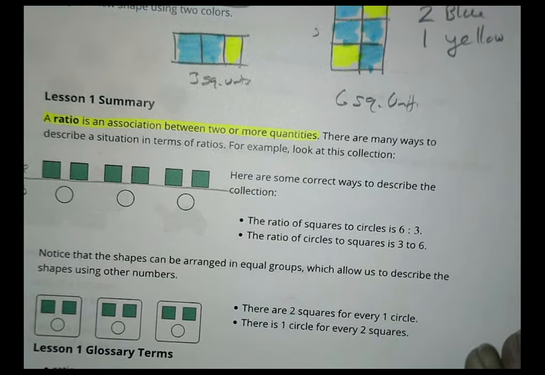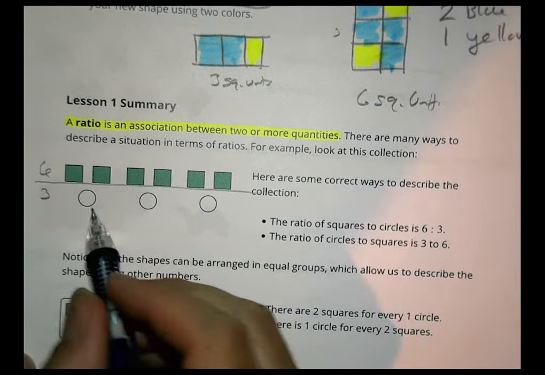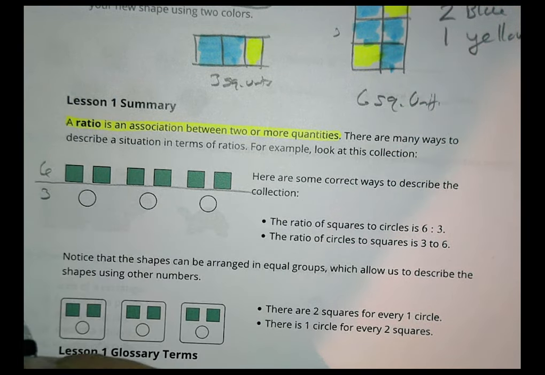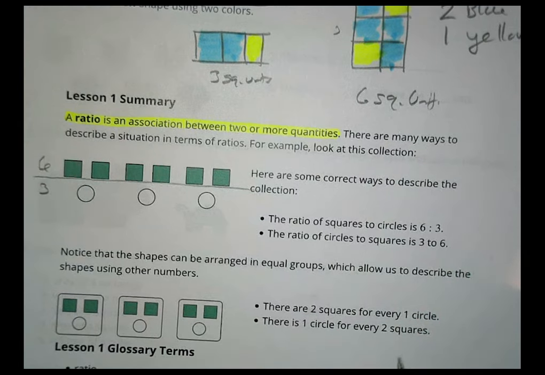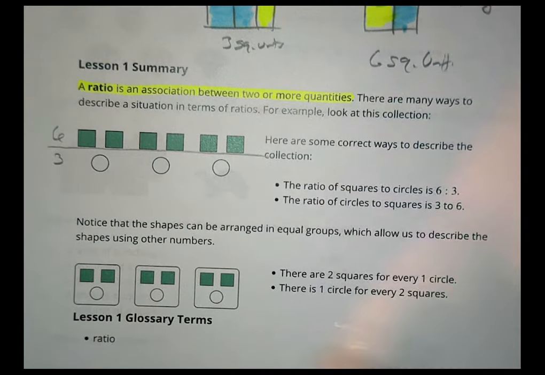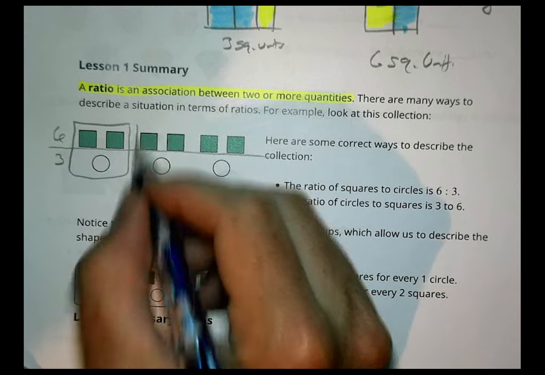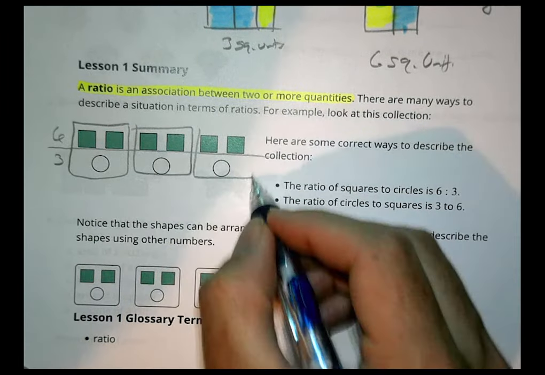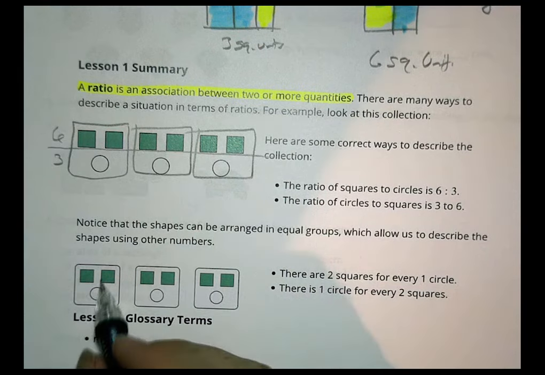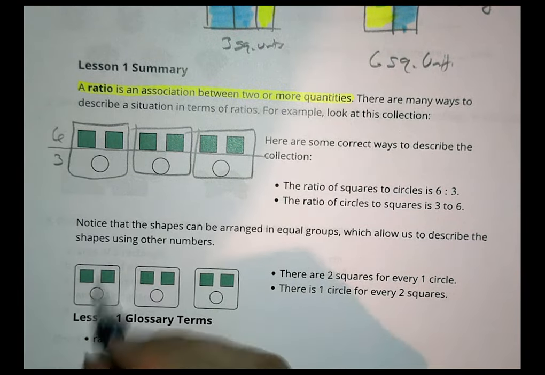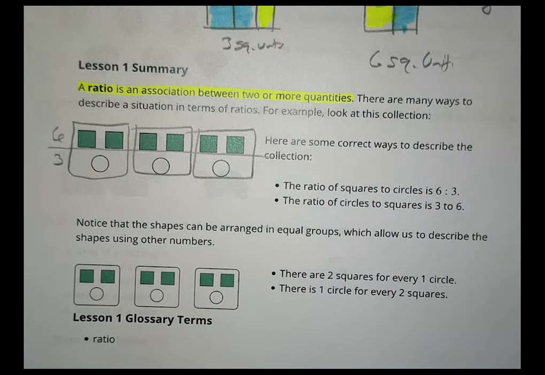We could also look at it and say, well, it's also a ratio of circles to squares. There's 3 circles for every 6 squares. We can also notice that you can rearrange those groups and you can circle them like this, right? We could box it like that and say, well, actually, I have some smaller groups here, don't I? I actually have 2 squares for every 1 circle, or 1 circle for every 2 squares. So those associations are what we're talking about when we're dealing with a ratio.